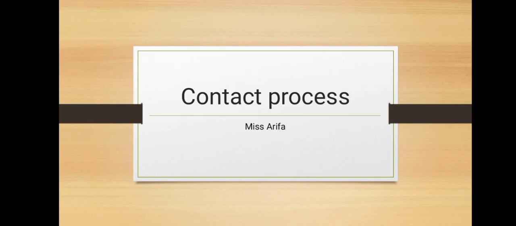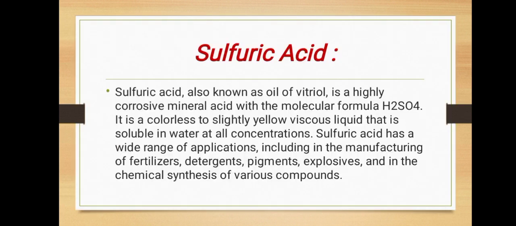Hello students, in this lecture we will discuss the contact process. The contact process is used for the manufacturing of sulfuric acid. As you know, sulfuric acid is known as the king of chemicals. Sulfuric acid is also known as oil of vitriol, and its chemical formula is H2SO4.